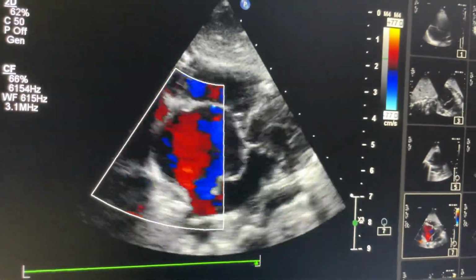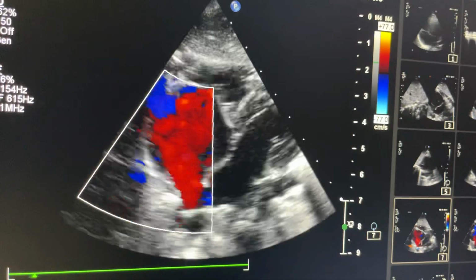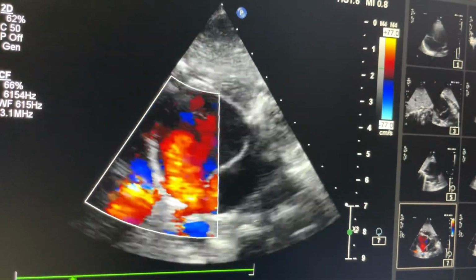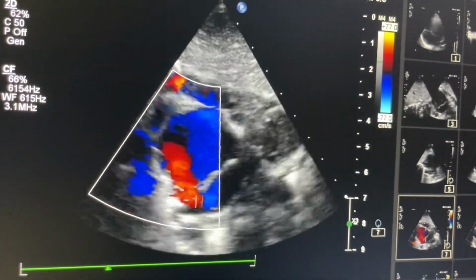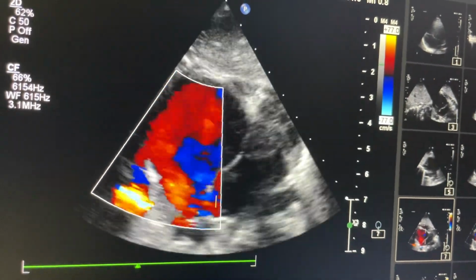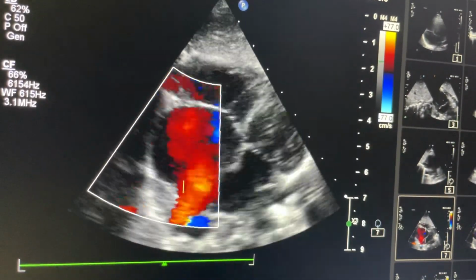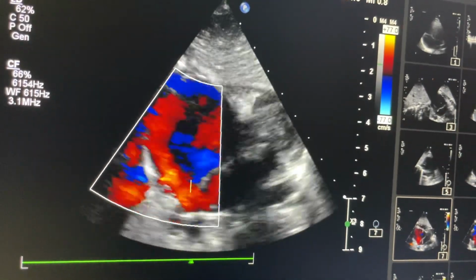You can see this flow. Flow is red in color, that means flow from left atrium into right atrium. This is red flow. You can see the flow is from left atrium into right atrium. At the same time, right atrium also gets the blood from SVC.